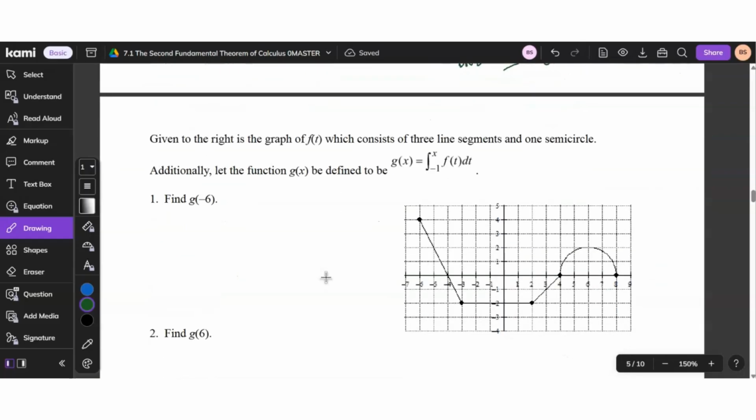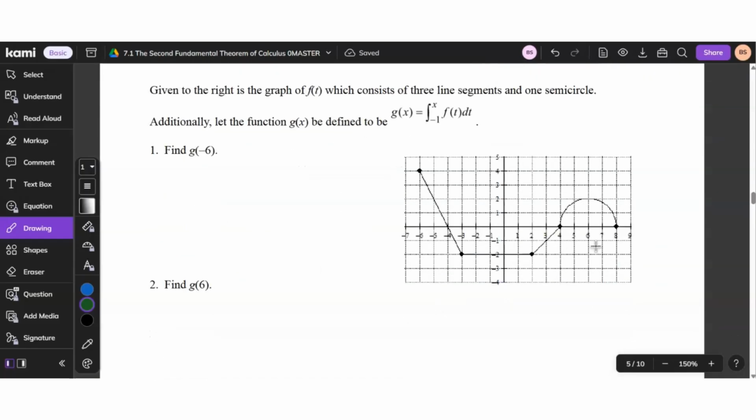Okay. So then, we've got another one here, another piecewise function. A little bit more complicated. This one's f of t, doesn't matter what we call it. It's got 3 line segments here and then a semicircle, and we want to look at the fact that g of x is actually the integral from negative 1 to x of f of t dt. So the first thing that we should be doing here is finding g of negative 6.